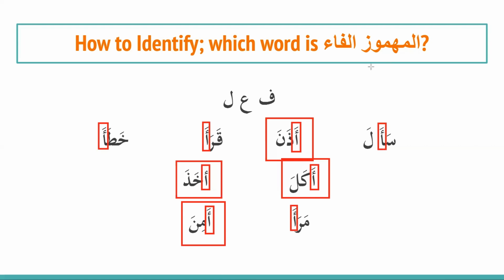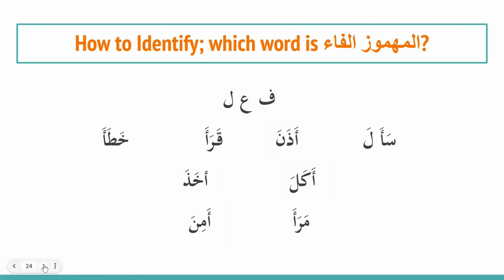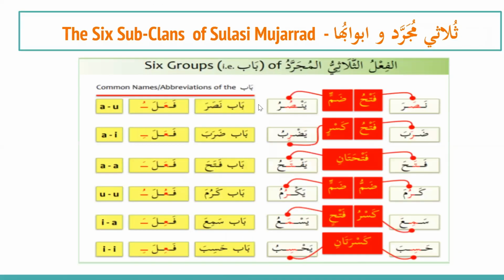Okay, let me clear all this and go to the next slide. Okay, so this slide is from the previous chapter. You might recall these are 6 subclans of Sulasi Mujarrad, and in Sulasi Mujarrad you have only 3 root letters in past tense and present tense. In present tense you have the symbol of mudari, but basically the 3 root letters are there. That's why this is called Mujarrad. Mujarrad means alone, nothing additional. So no additional letter is there in these families. So we have 6 subclans, 6 small families: Nasara, Daraba, Fataha, Karuma, Samia, and Hasiba.